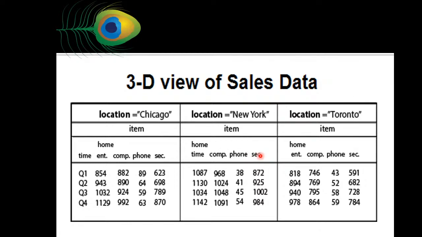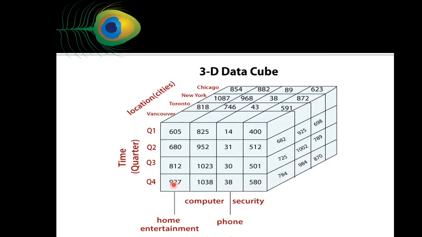After that we have to go to the diagram. It has to be placed according to the 3D structure. Corresponding to New York, corresponding to quarter two, and the security here. So it has to be in the time quarter 2. So it is placed here.